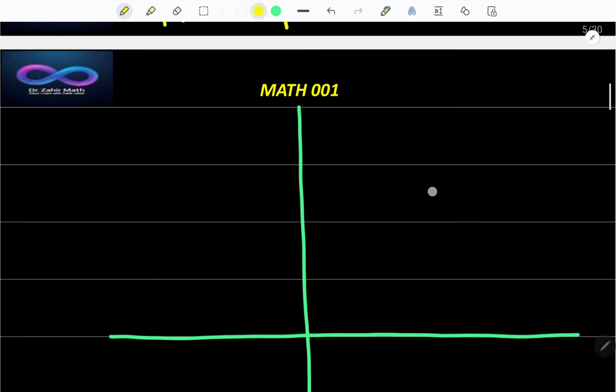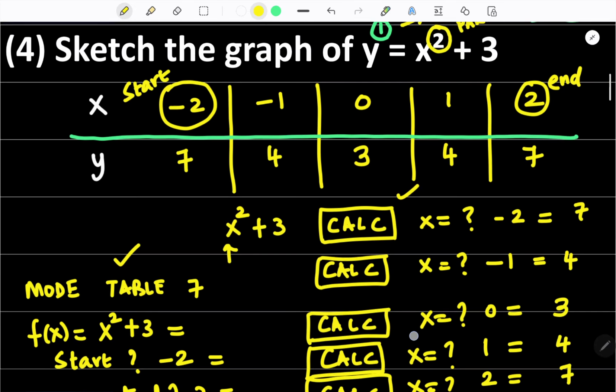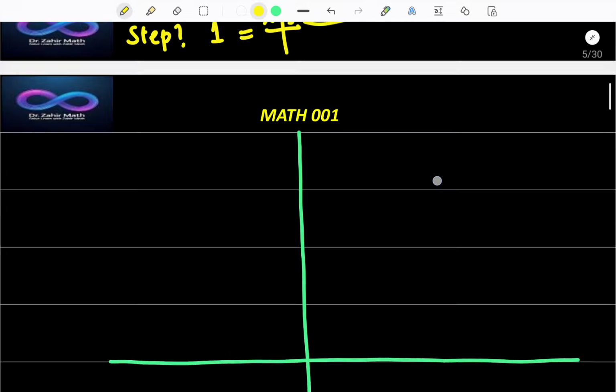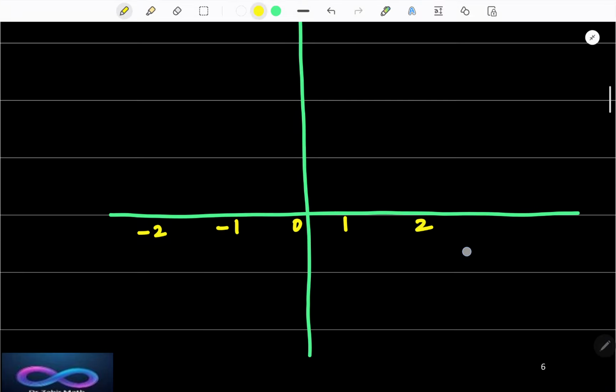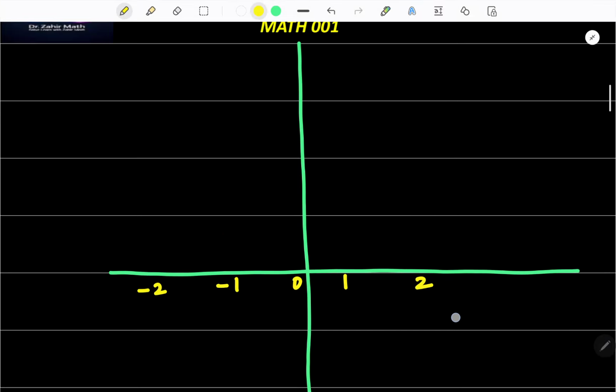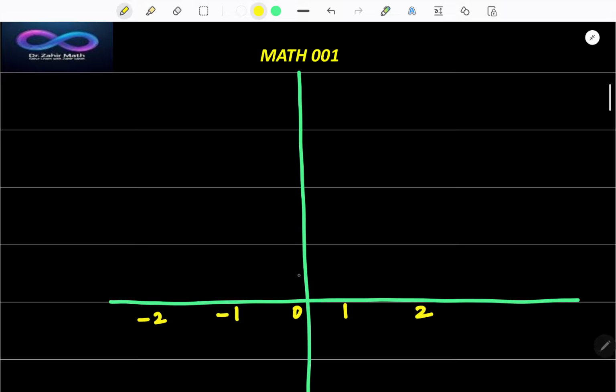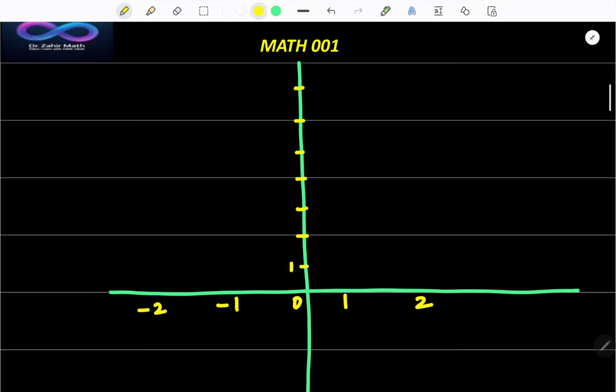Okay, so I'm going to plot the points. Let me get the points: -2, 7; -1, 4; 0, 3; 1, 4; 2, 7. Okay, so this is your 0, 1, 2 and this is -1, -2, right? So the first point is -2, 7, and it goes up to 7. So I'll put 1 and then 2, then 3 and then 4, 5 and then 6 and then 7. So 7 points are there.